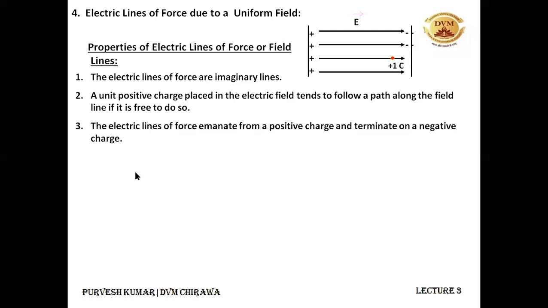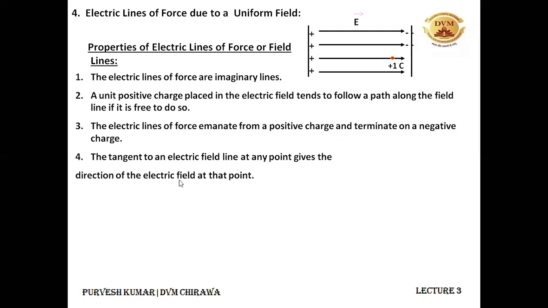Now, the next property, this is a very important property and I want every one of you to pay attention to this one. The tangent on an electric field line gives the direction of the electric field at that point. So if we draw a tangent to an electric field line, see this is my curved electric field line, and if on any point I want to find the direction of the electric field, I need to draw a tangent on that point.